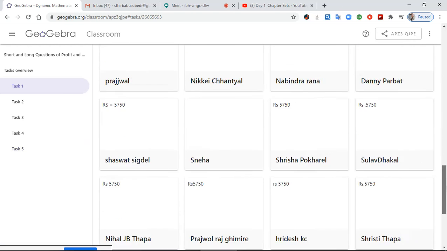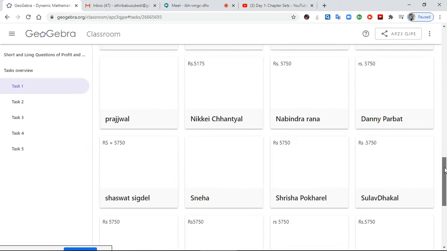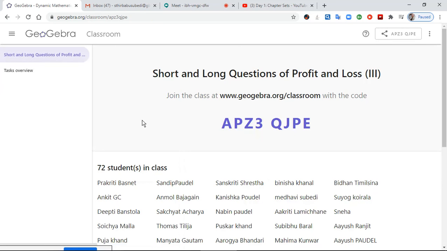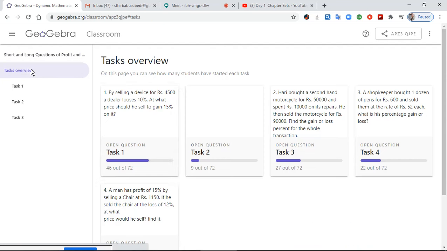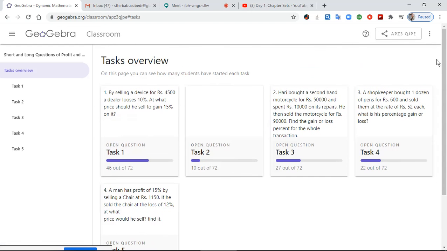Yes, if you have any errors, you can correct them. If you can, you can correct it. Number one, I got this answer, Sneha Timil Sina 5750. Okay, how many students are enrolled? 72 students are enrolled. 50% in Talk 1, 27 in Talk 2, 22 in Talk 3, 16 in Talk 4.